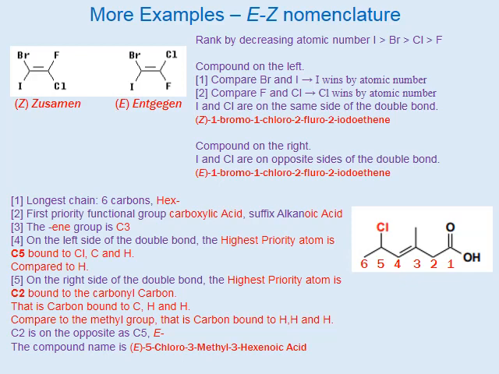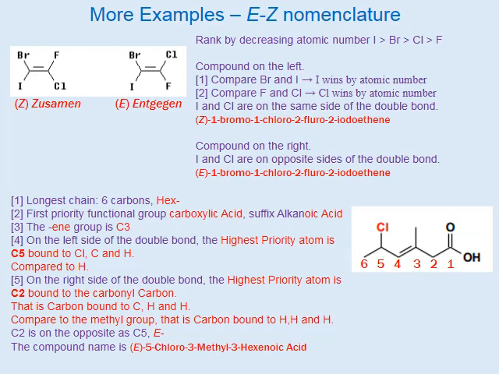On the left side, compare hydrogen to carbon. The highest ranking atom is carbon. On the right side, compare carbon to carbon. And we have a tie. To break the tie, compare the atoms attached to the carbons. One of them is attached to 3 hydrogens. The other is attached to 1 carbon and 2 hydrogens. This is the atom that gets the highest ranking because there is a carbon attached.